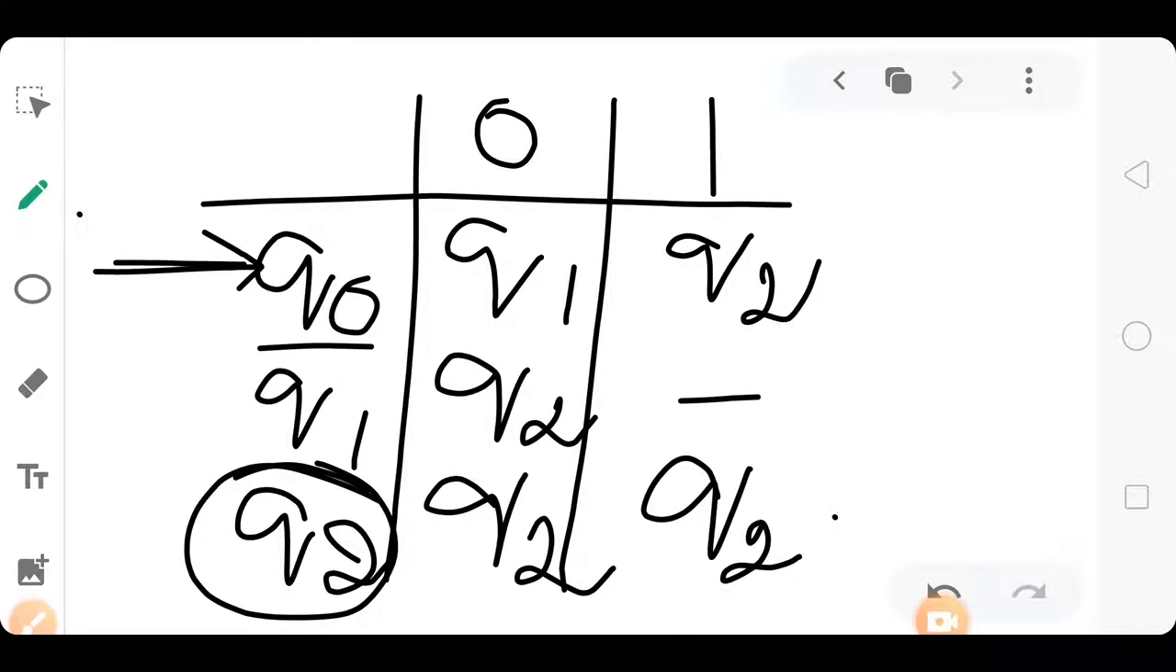This is the way to represent any deterministic finite automata or non-deterministic finite automata, or whatever finite automata: all of them can be represented by using this particular procedure.